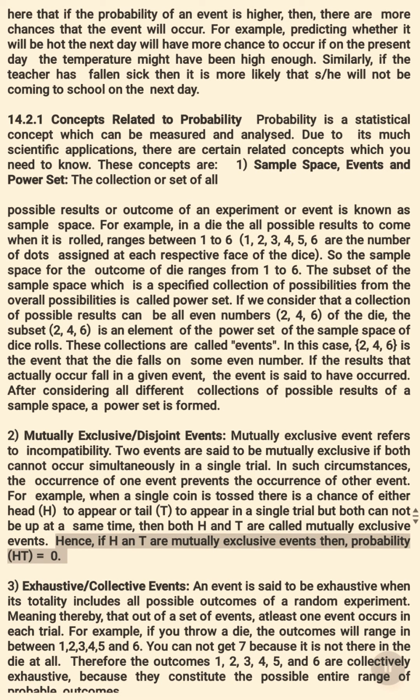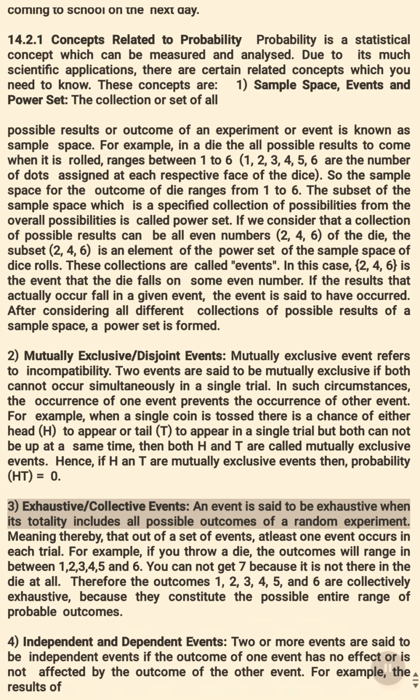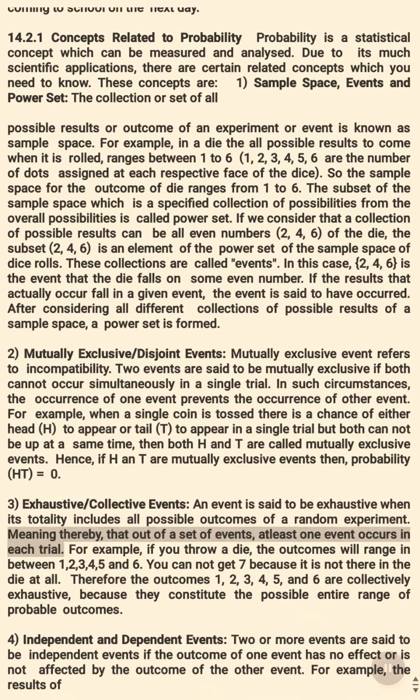Hence, if H and T are mutually exclusive events, then probability of HT equals 0. 3. Exhaustive collective events. An event is said to be exhaustive when its totality includes all possible outcomes of a random experiment. Meaning thereby, that out of a set of events, at least one event occurs in each trial.